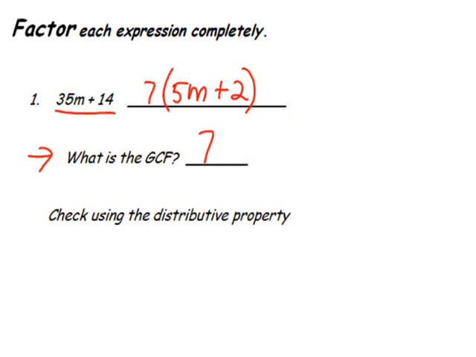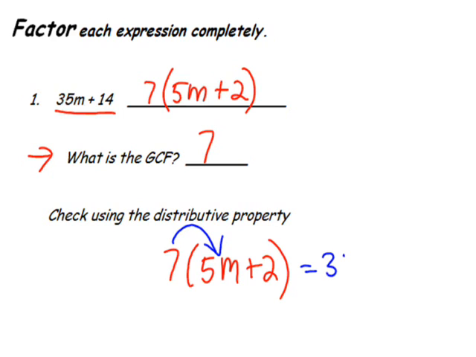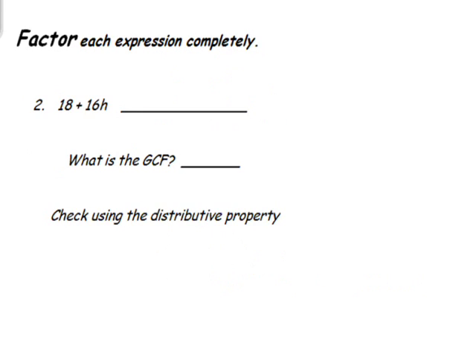Now I'm just going to double check this, using the distributive property, to see if I've factored this correctly. So I'm going to take 5m plus 2, and use the distributive property to see if this checks. So 7 times 5m is 35m, plus 7 times 2 is 14, and that is the expression that we started with. So that checks. Let's do another one.